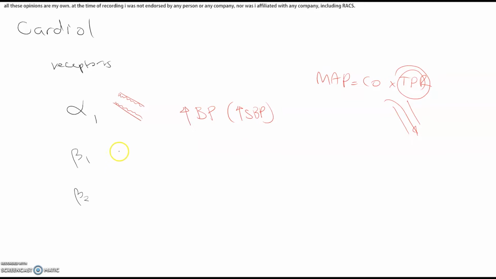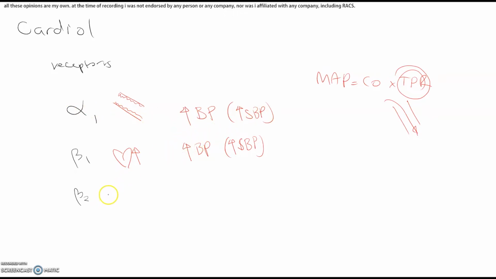Beta-1 receptors, what they do is they increase the contractility of the heart. So they make the heart pump harder. What this does is it also increases our blood pressure, also by similar means, by increasing our systolic blood pressure. But it doesn't do so to the same extent as our alpha-1 receptors. It does so to a lesser extent.